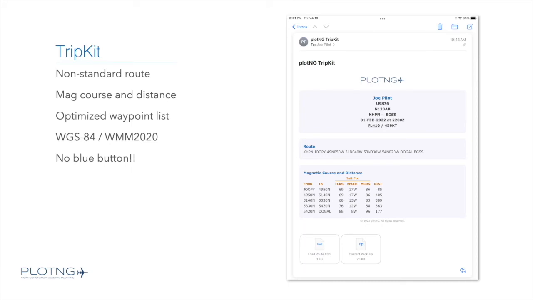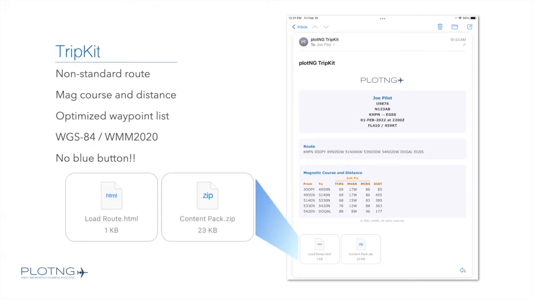Okay, this is what the new trip kit email looks like. And by the way, everything that you're seeing today could change before version 2 hits the streets, but I'm betting that won't happen. Notice that the blue button to load your route into ForeFlight was removed. We've replaced that with a load route attachment. This attachment will work with any email application and functions exactly the same way regardless of the app you use.